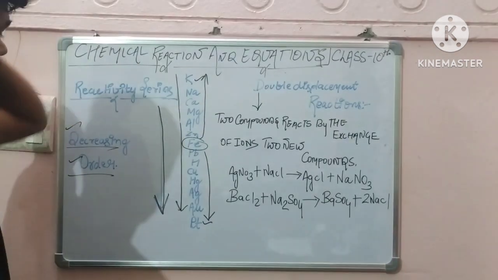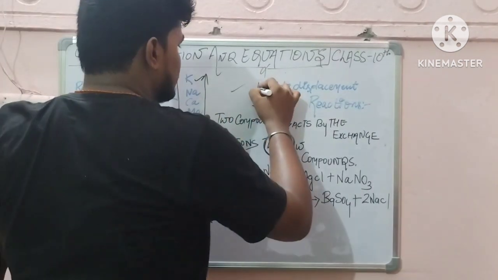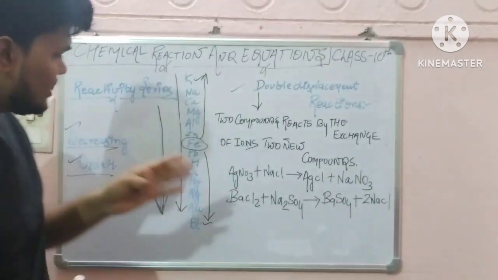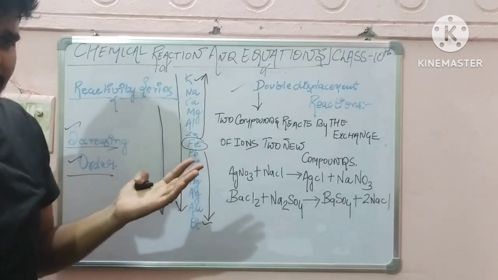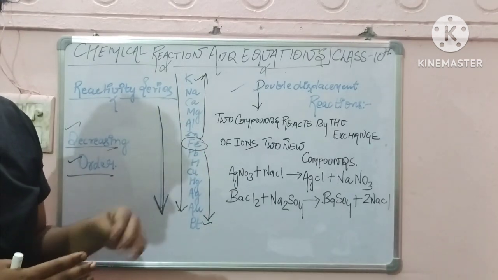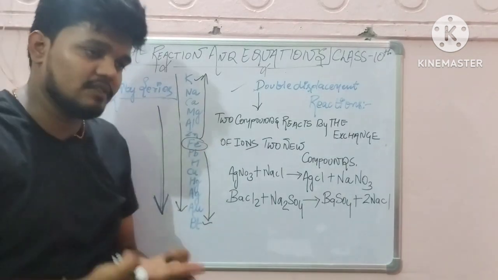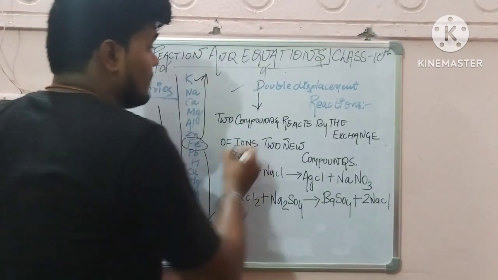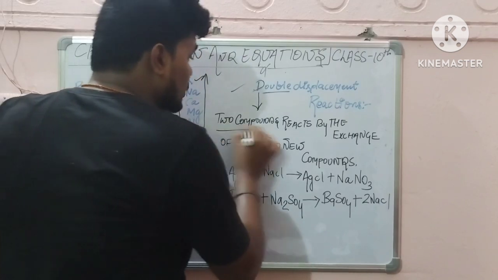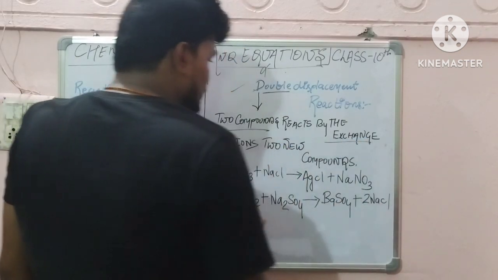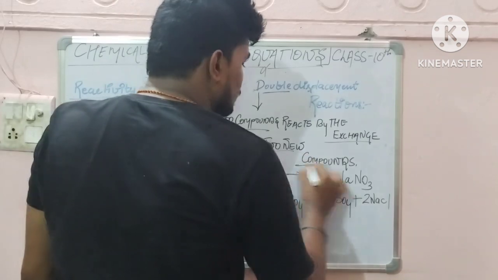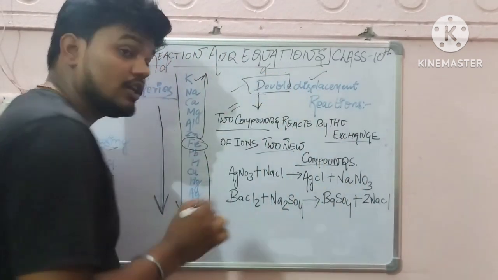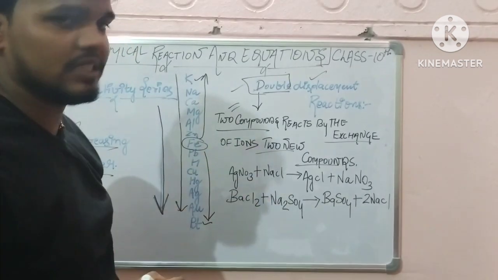Okay. Now dear students, we move to the double displacement reaction. What is a double displacement reaction? We have studied that a more reactive element will replace a less reactive element. Double displacement means two compounds react and exchange their ions to form new compounds. Means displacement will be there, but there will be two compounds that are displacing each other.